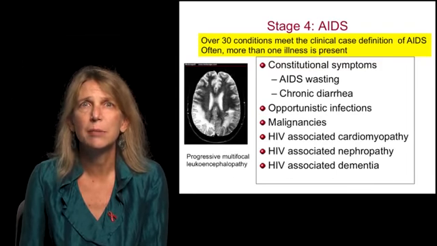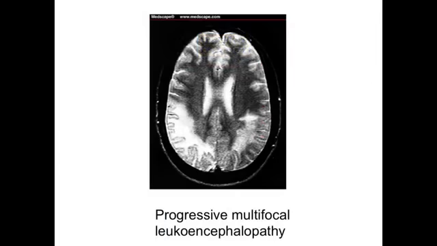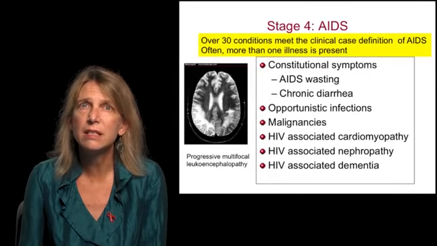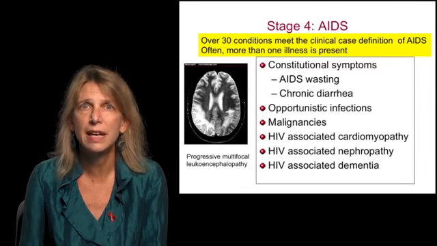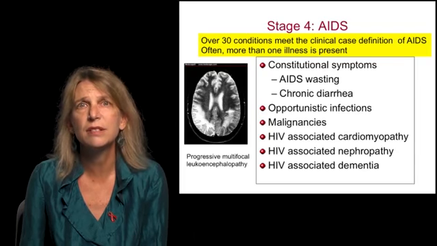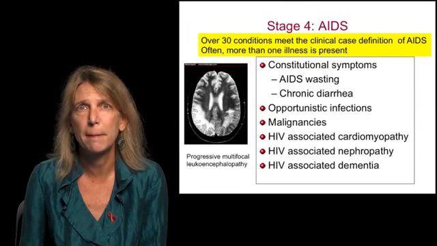There are many opportunistic infections that meet the case definition of AIDS. One of these shown here includes progressive multifocal leukoencephalopathy, a central nervous system disease that affects the white matter, where patients present with neurologic focal findings. Malignancies also are included in AIDS-defining conditions such as central nervous system lymphoma.